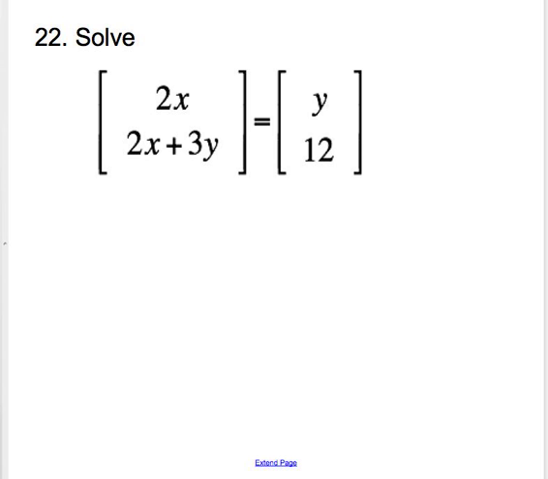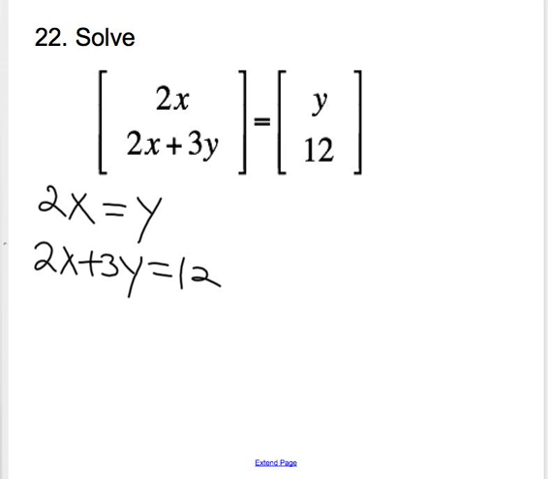Third problem is number 22, very similar to number 18 in the fact that we have 2 equivalent matrices. And we're going to do the same thinking process again, setting elements that are in the same location equal to each other. So for number 22, row 1, column 1, on the left matrix, is 2x. That's equal to row 1, column 1 in the second matrix, or y. I set the other 2 elements equal to each other because they are in the same location, row 2, column 1. In other words, 2x plus 3y is equal to 12.